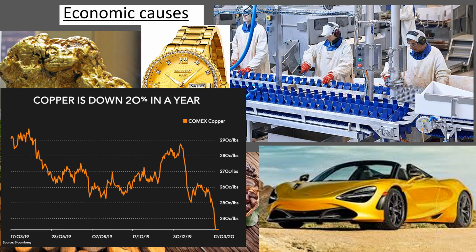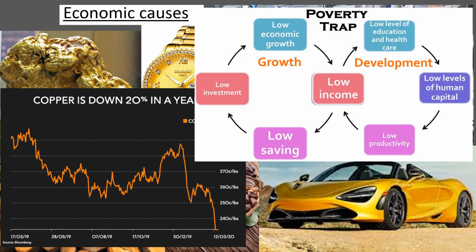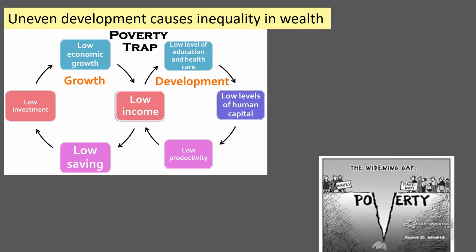And finally, well, poverty begets poverty. So if you're poor, you can't invest in the things that will help you generate wealth. So you can't invest in good transport or reliable power supply or good education or good health system. And so the cycle of poverty is perpetuated. So poverty is both a cause and consequence of uneven development.